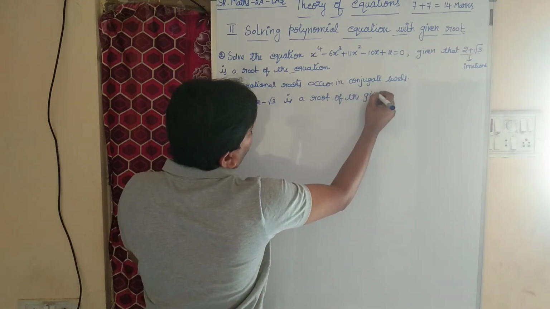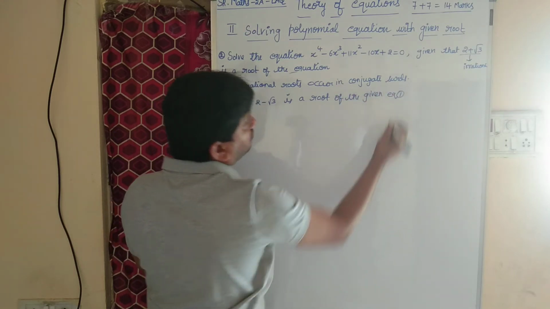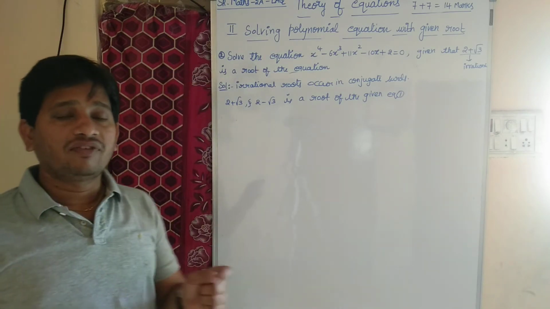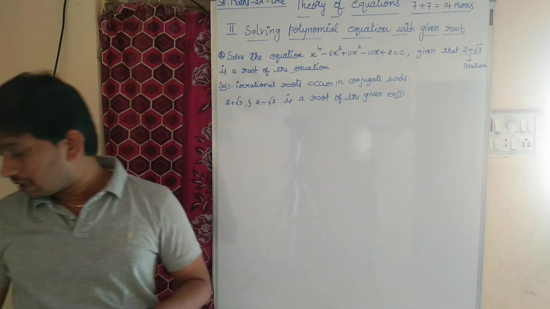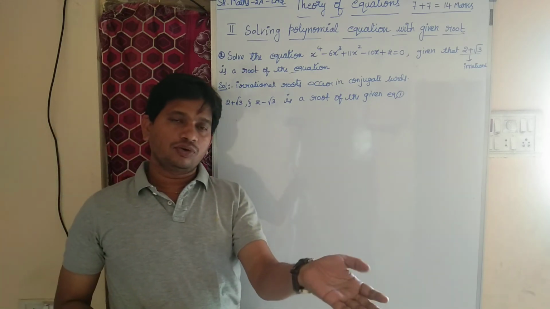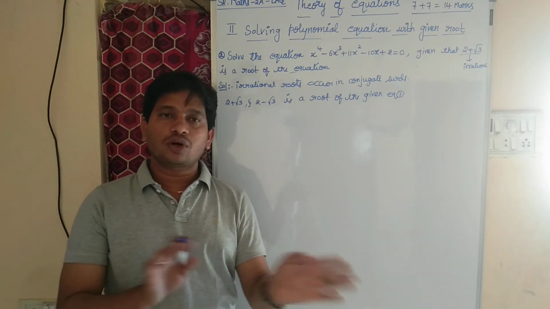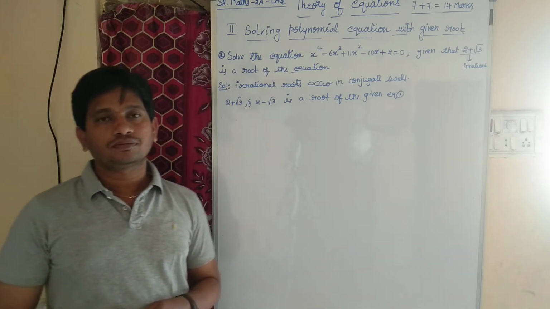the given equation. Children, don't confuse. If 2 plus root 3 is one root, the second root is 2 minus root 3. For example, if 2 minus root 3 is one root, the second one is what? 2 plus root 3. They are conjugate. Same as the previous problem.